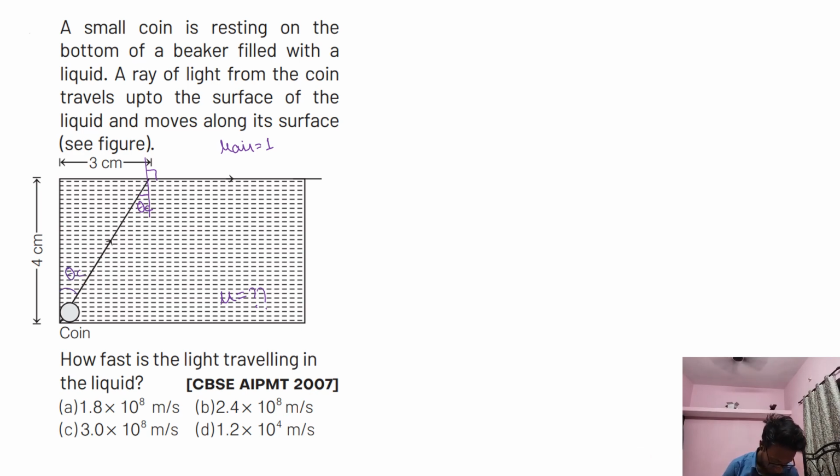Can I say tan theta c is equal to 3 by 4? If this is 4, this is 3, this is the square root of 4 square plus 3 square, which is the square root of 16 plus 9, which is 25, and the square root of that is 5. So this length is 5 by Pythagoras theorem. So from this triangle, can I say sine theta is equal to perpendicular by hypotenuse, or sine theta c is equal to 3 by 5?